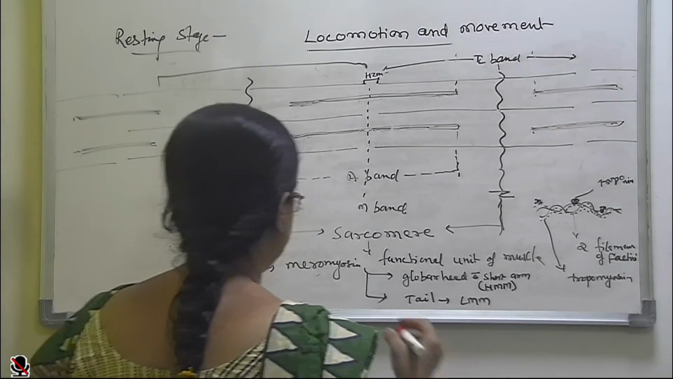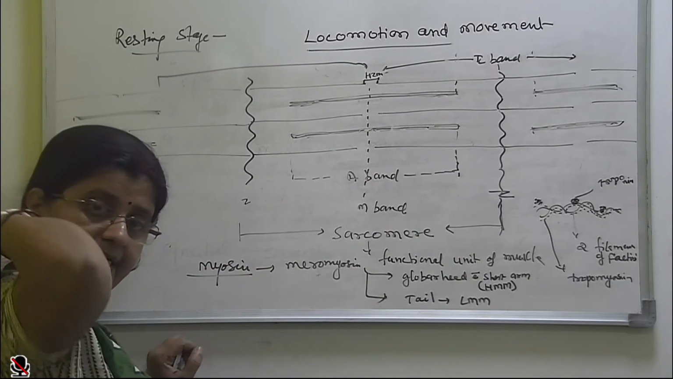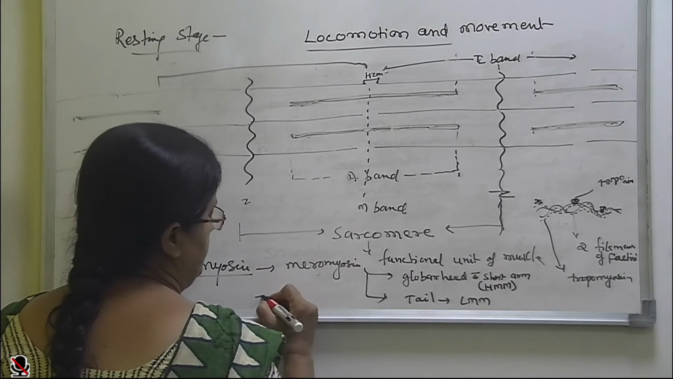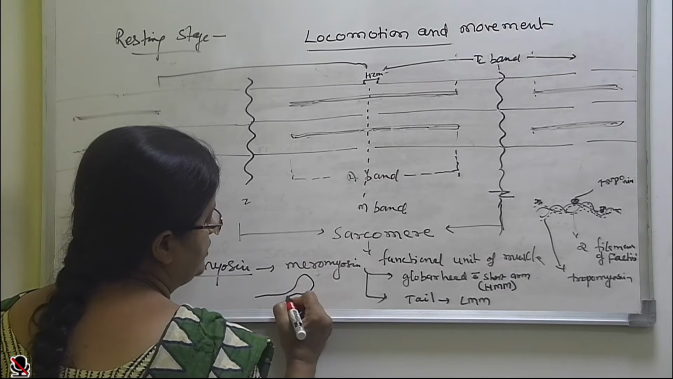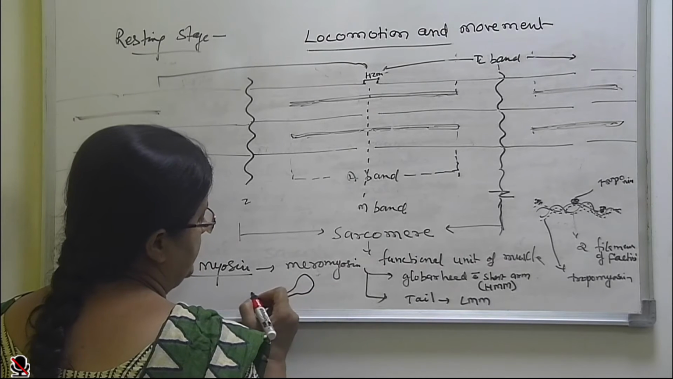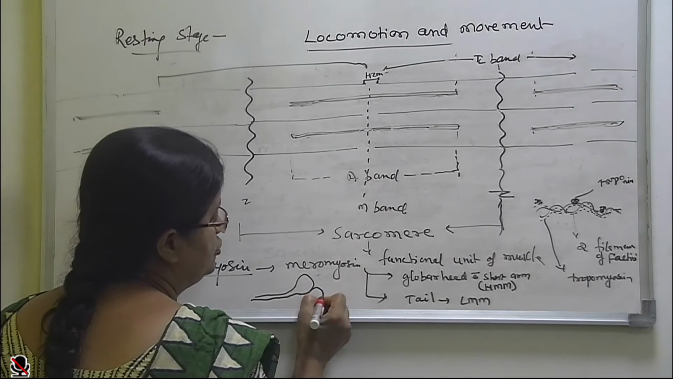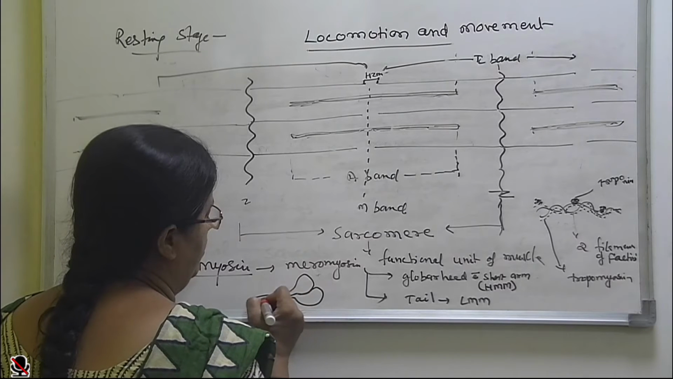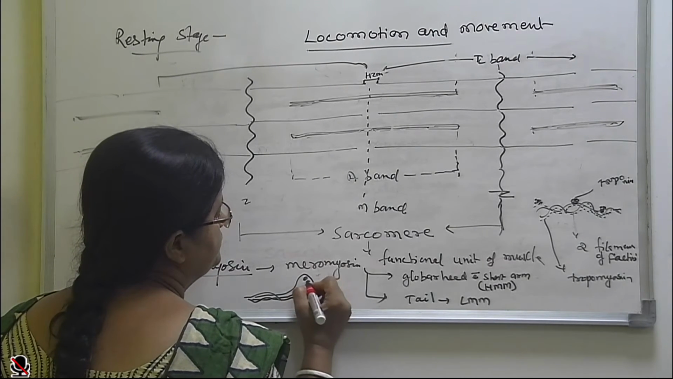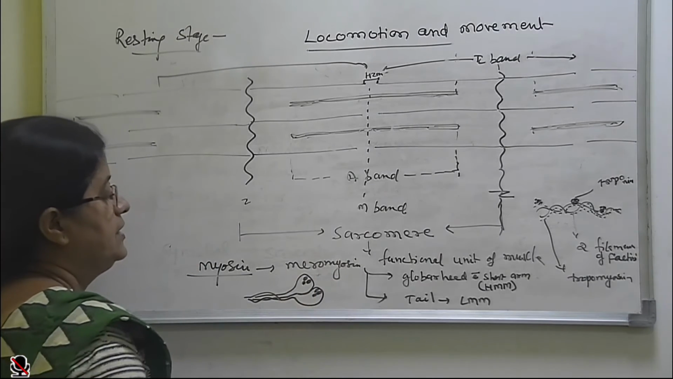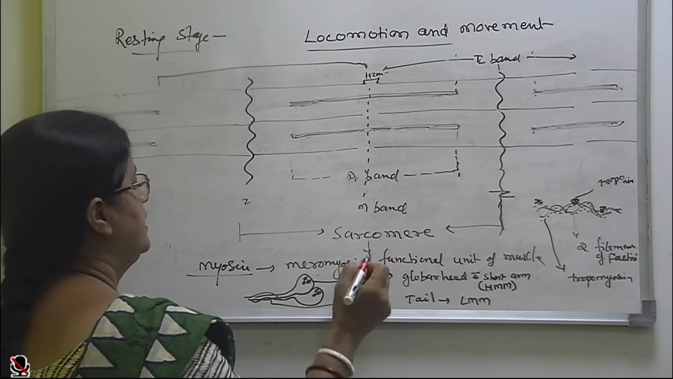What I said, that there are two parts, right? The globular head with short arm, and the tail, right? Okay. And they remain projected outside, and this contains your globular head and this is your tail, right?